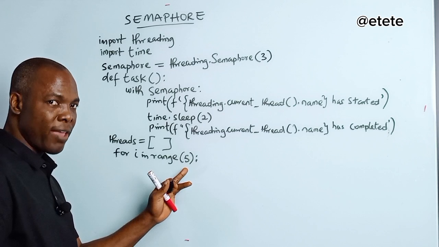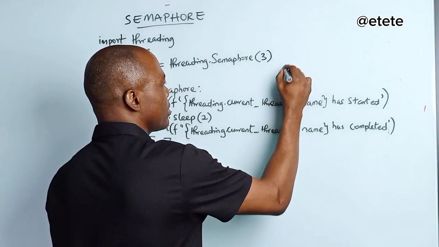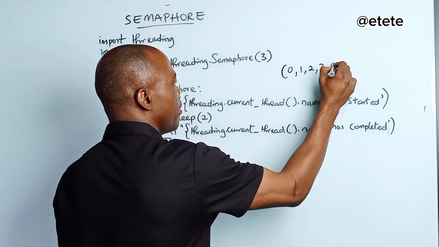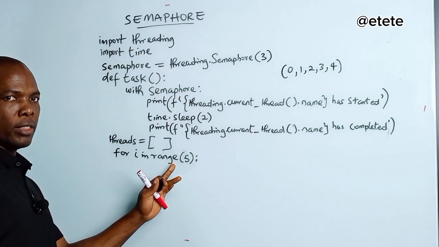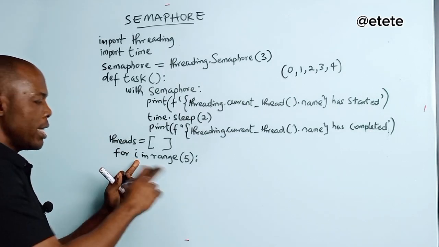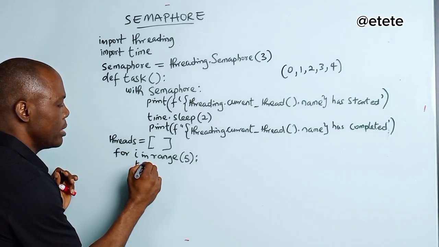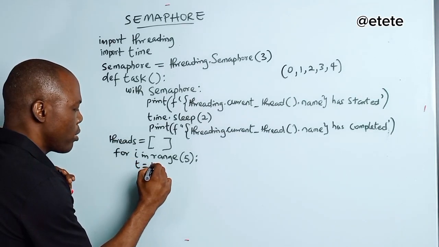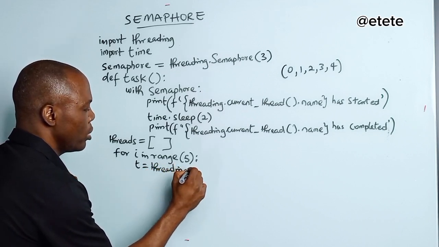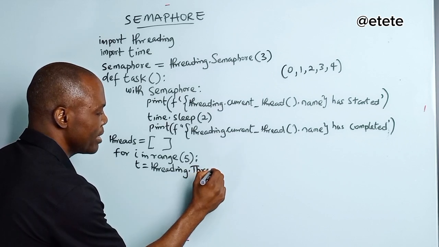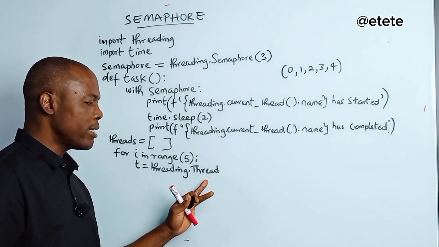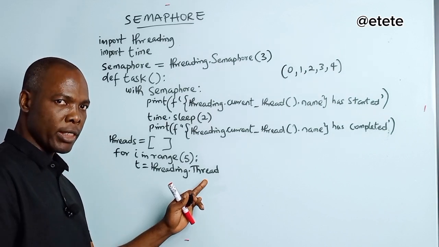For i in range 5, this range is the same thing as 0, 1, 2, 3, 4. This is what this is. Now I will copy this 0 to this place. Then I will go in. I will say t equals threading module dot Thread. So I'm calling the Thread constructor of the Thread class, right? To create for me a thread object.